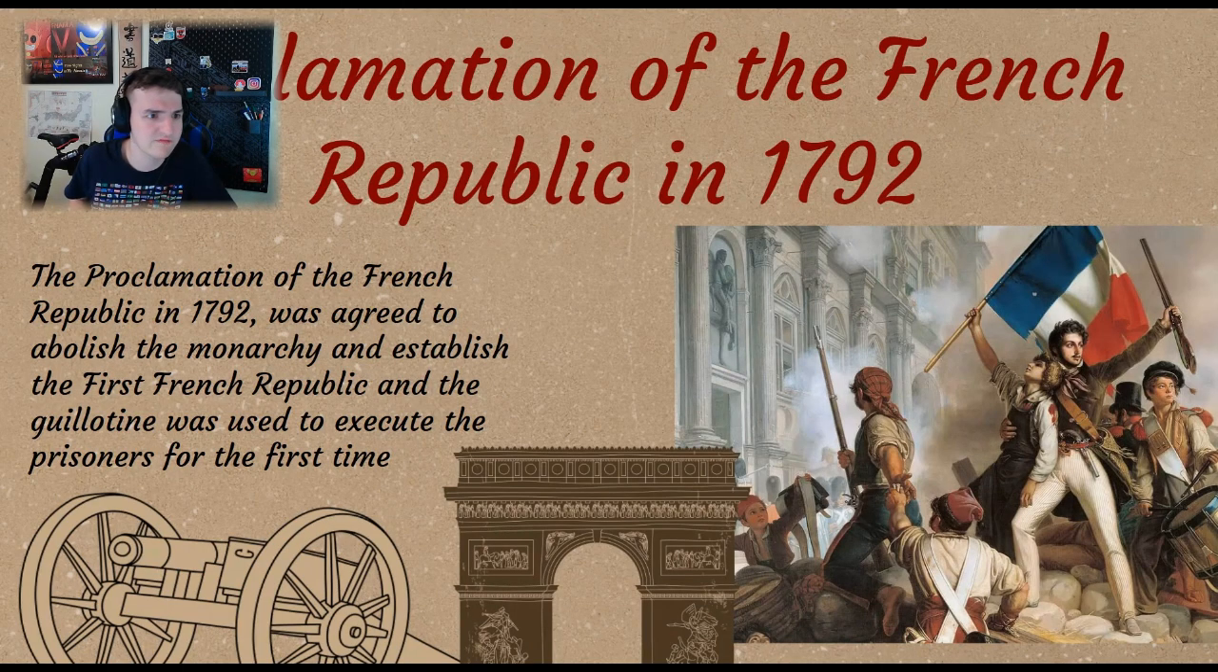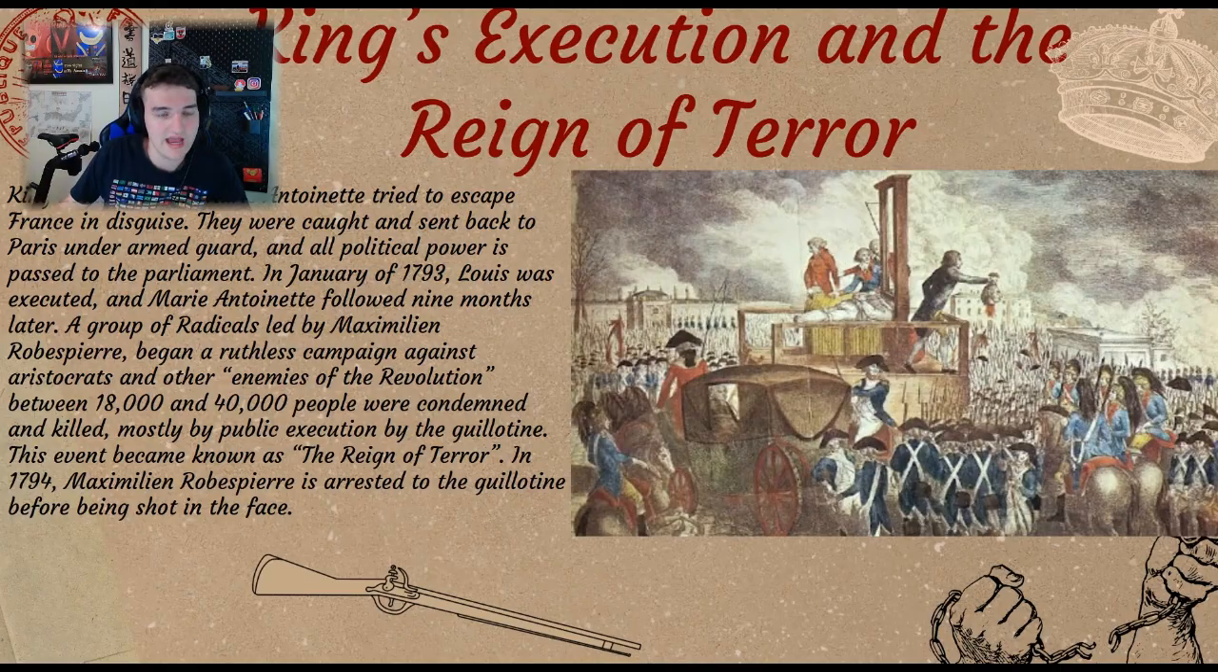And by the end, after the monarchy was abolished, the proclamation of the French Republic in 1792 was agreed to abolish the monarchy and establish the first French Republic, and the guillotine was used to execute prisoners for the first time. And so, the king's execution and the start of the Reign of Terror. So King Louis XVI and Marie Antoinette tried to escape France in disguise, as I mentioned, but they were caught and sent back to Paris by the armed guard.